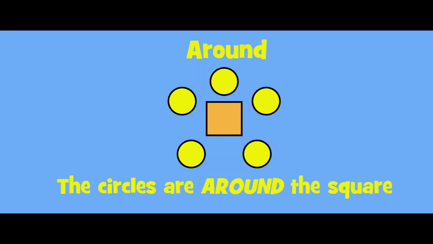How about we break these down and look at examples of them in sentences so we have a much better understanding of how prepositions work. First, let's look at the word around. As we see in this picture, the circles are around the square. That is because in all directions there are circles and the square is right slap in the middle.